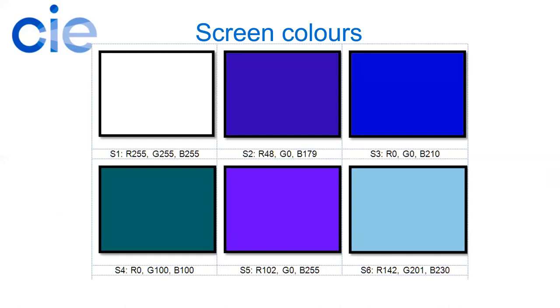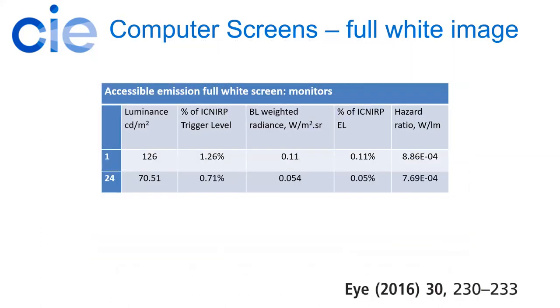And it might seem logical, you would worry about a blue screen. But in fact, the biggest blue light hazard risk comes from a white screen because that has the highest output from crossing over between the green and the blue. And when we look at that, this is a computer monitor as opposed to a laptop or anything like that. And we were down at less than 1% of the limit.